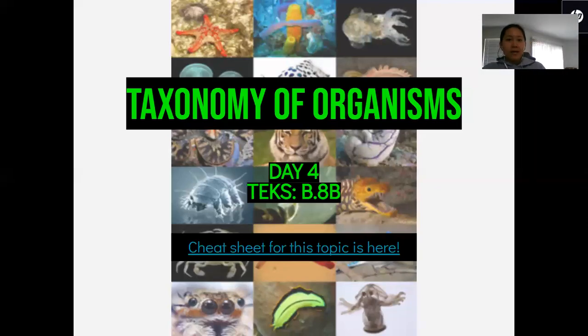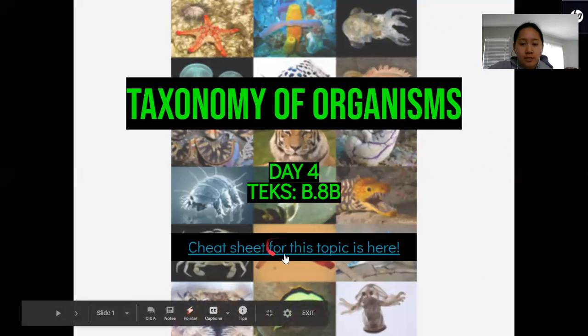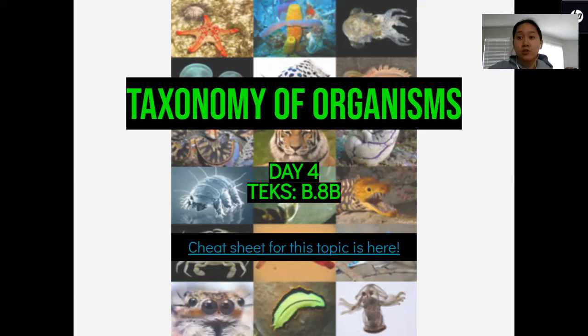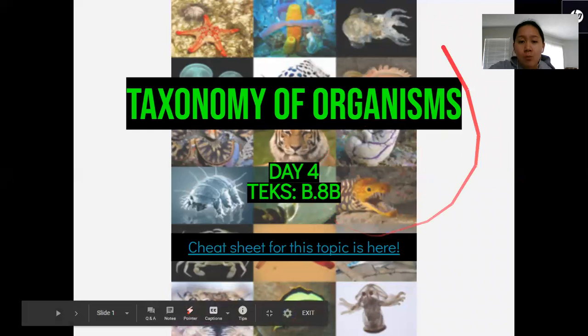Day 4 is about taxonomy of organisms. Again, the link for the cheat sheet is attached to today's Google post. It's not really a cheat sheet per se, but it has a lot of information on it that you would need to help you answer questions, including the questions at the end of today's Pear Deck and on the exit ticket if you still need it by then. But we're going to review it to see how much you can get through without actually needing to use your cheat sheet.